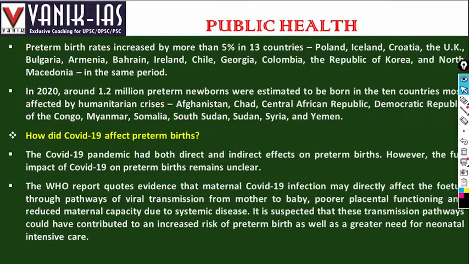Preterm birth rate increased by more than 5% in 13 countries: Poland, Iceland, Croatia, UK, Bulgaria, Armenia, Bahrain, Ireland, Chile, Georgia, Colombia, and Republic of Korea, North Macedonia in the same period. In 2020, around 1.2 million preterm newborns were estimated to be born in the 10 countries.